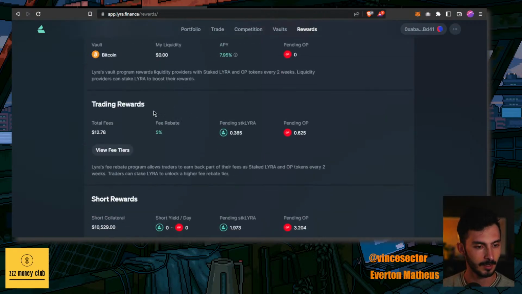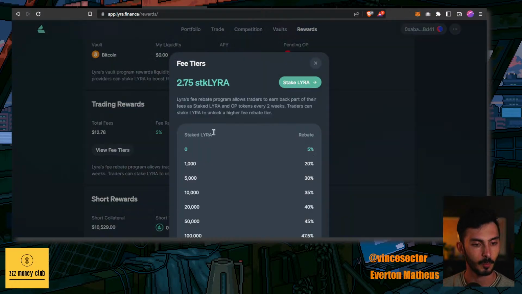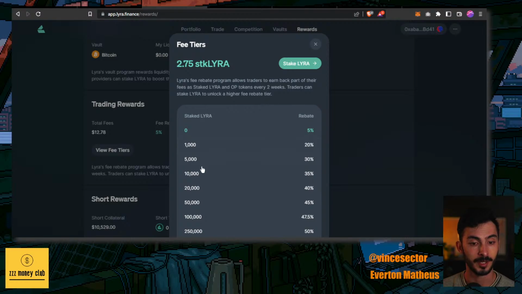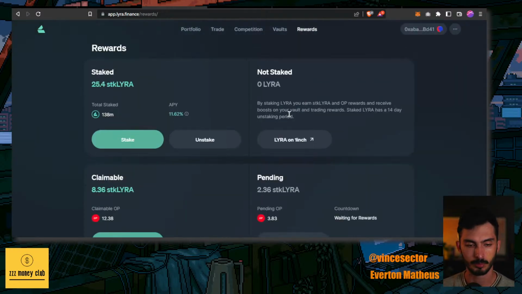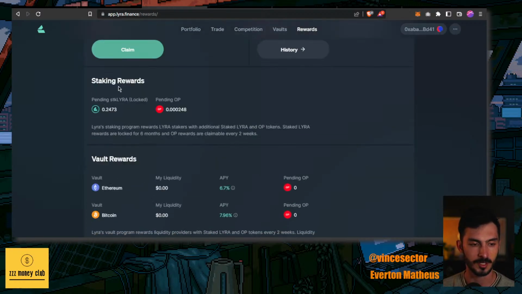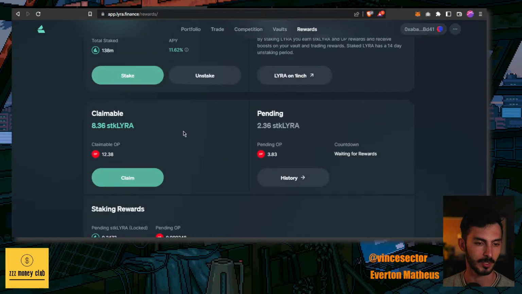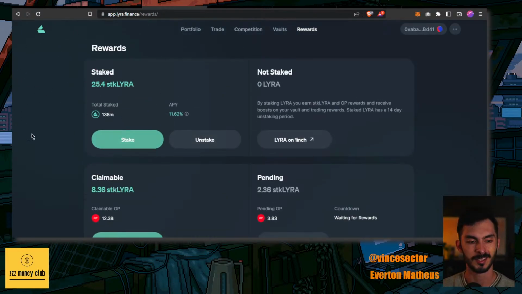And you actually get rewards. So if you open these rewards, you get a rebate. So if you have 1,000 Lira tokens deposited here, locked here, you get a 20% rebate on the fees. See, Lira's fee rebate program allows traders to earn back part of their fees as staked Lira tokens. So if I spend, let's say, $1 in fees, I can collect 20% if I have 1K tokens, which I don't. I have only 25, etc. But since I'm getting these for free, it's not really something that I have to think twice before executing this.